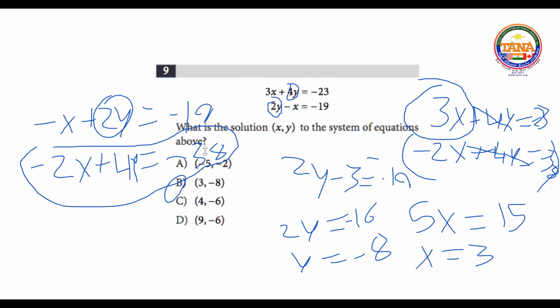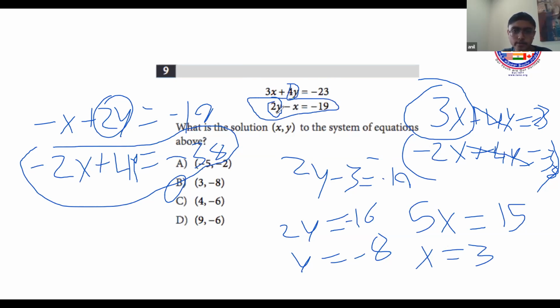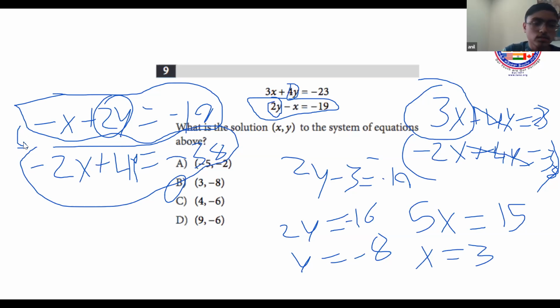Would you be able to just summarize what you did to solve again one more time? Okay, so what I did is I took this equation, I rearranged it into this. So for me, you don't have to rearrange, it doesn't really matter. And then I multiplied this equation by 2. So I got that equation. And that one was weird.